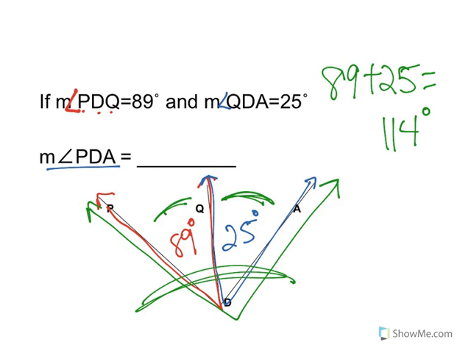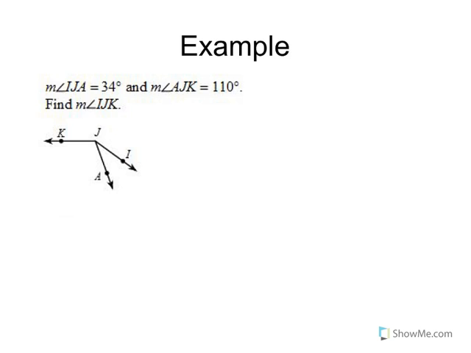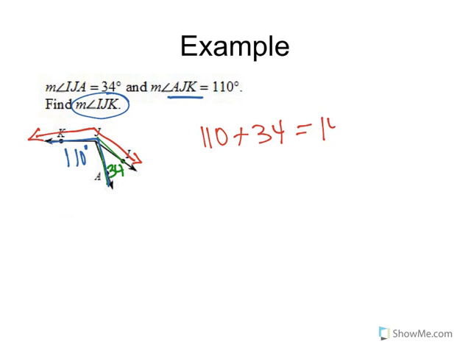It, of course, gets a little bit more complicated. So if the measure of IJA is 34, and again, take the time to draw the picture and write your measurements in there. It makes it easier when we get to X's. And AJK, so that part is 110. We want to know what is IJK, the whole thing. So again, 110 plus 34 is 144.